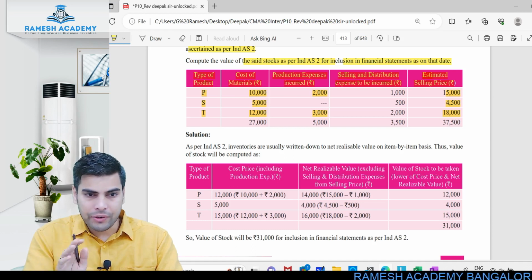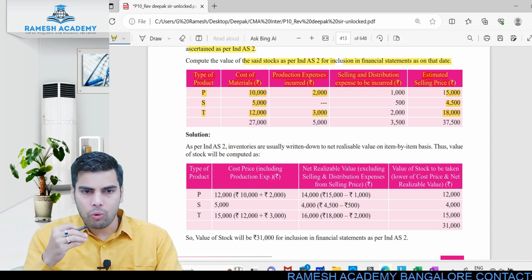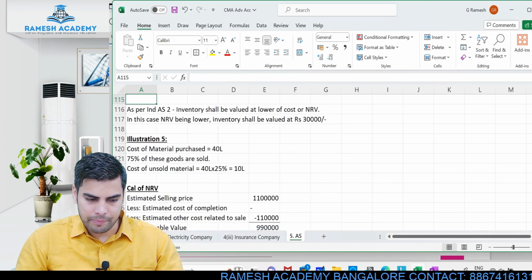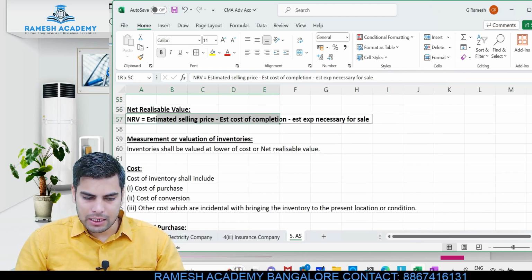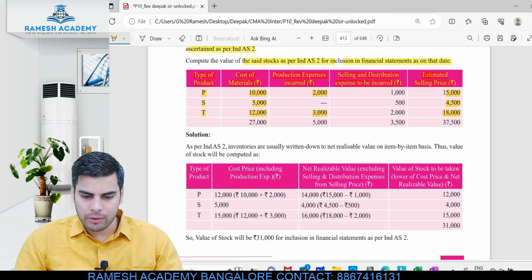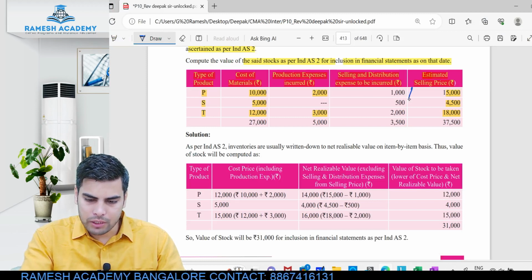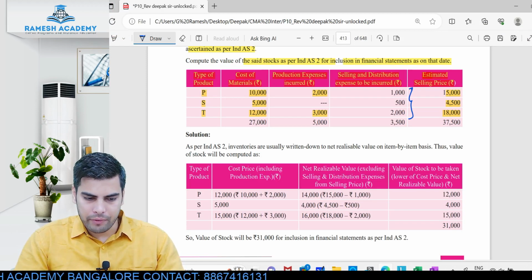This is not the net realizable value. Don't get confused. This is just the estimated selling price. Now, how do I calculate the net realizable value? I've already given you the formula if you guys can see. Net realizable value will be equal to estimated selling price minus estimated cost of completion minus estimated expenses which are necessary for the purpose of sale. Now, don't you think these three items are the expenses which are necessary for the purpose of sale? So I'll have to deduct them while determining the net realizable value.